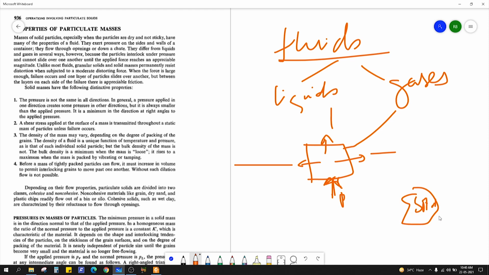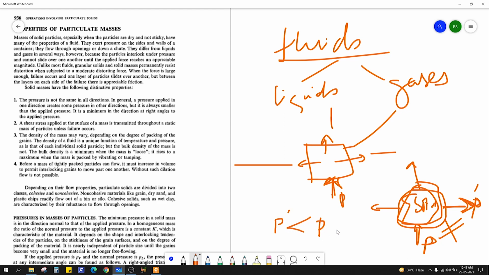But instead of liquids and gases, if you use solids and you start applying pressure in one direction, suppose you apply pressure here, this is a solid mass, right? Then what will happen? The pressure will definitely be spread in all directions, but this pressure will not be equal to this. This is the applied pressure, and this is the transmitted pressure in the direction at 90 degrees to the applied pressure. So P and P dash will not be the same. In fact, the transmitted pressure will be less than the applied pressure.